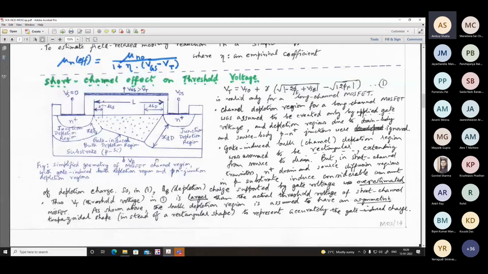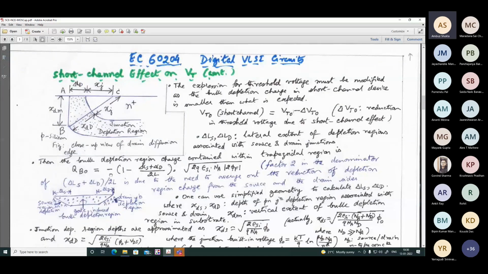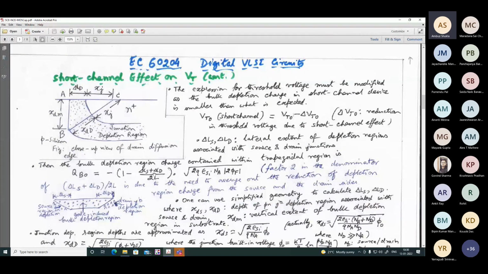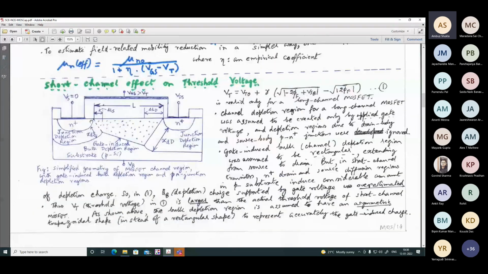That's why we are taking the actual trapezoidal view rather than the rectangular view. This rectangular view would have been correct in the older days when you have got L much larger compared to XD, XJ. But nowadays L is comparable to XDD or XJ even, right? So that's why we have to take a proper view. That's why the trapezoidal picture will now be in force. And we are having a calculation of how much this depletion charge will be. So we can write QB0 as a negative charge, because of immobile acceptor ions. So minus 1 minus delta LS plus delta LD by 2L. Why this term? Let me explain this. From the left hand side, you have to subtract out one triangle, from the right hand side also another triangle. Now, to take out their contribution, that means the contribution of this junction depletion region on this total QB and the contribution of this junction depletion region on this QB.